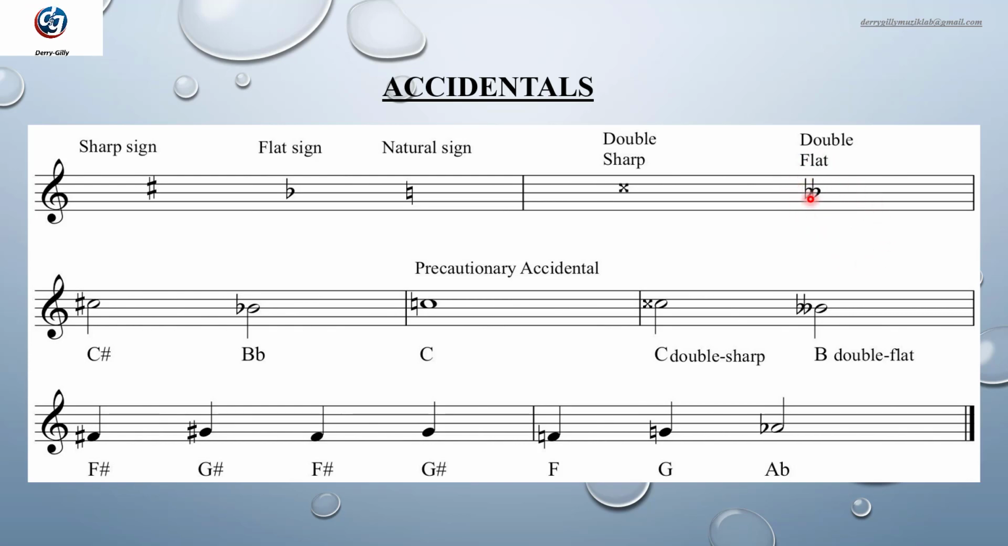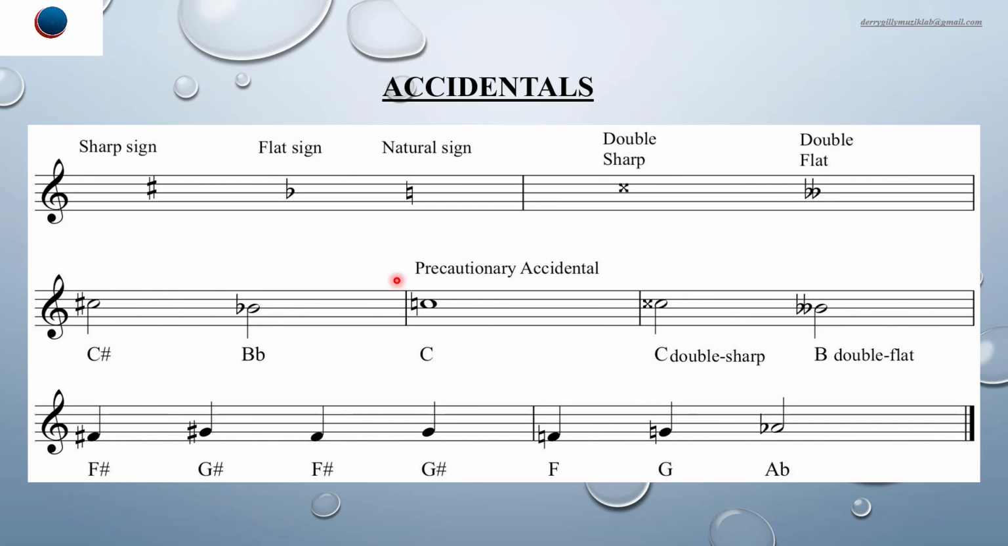small letter b. Now we can say that accidentals are always placed before the notes that they modify. They are never placed behind. As a notational convenience, an accidental will stay in effect throughout the measure where it occurs. So if you have an accidental occurring in the same measure, it is going to affect the notes that follow.